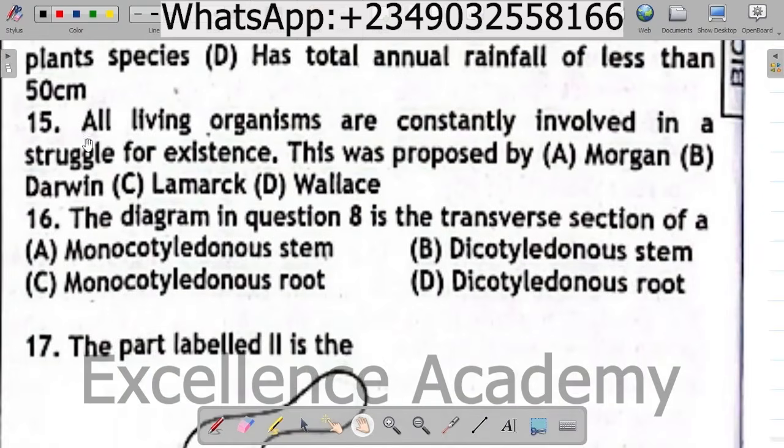Question 15. All living organisms are constantly involved in a struggle for existence. This was proposed by: A. Morgan, B. Darwin, C. Lamarck, D. Wallace. The correct option is B. Darwin. Charles Darwin, who proposed the theory of struggle for existence.